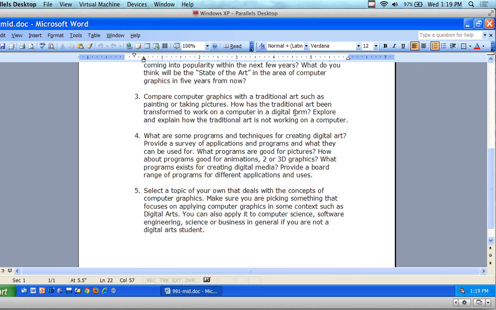Explore and explain how traditional art is not working on a computer. That's actually an interesting one. What's not being captured? And where do we have improvements in the future?